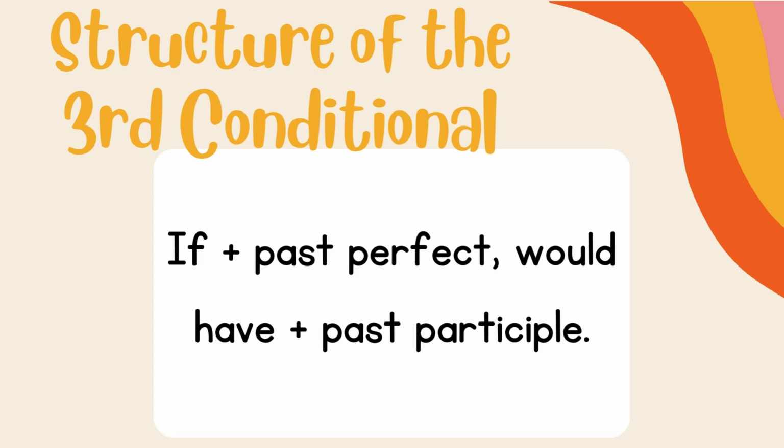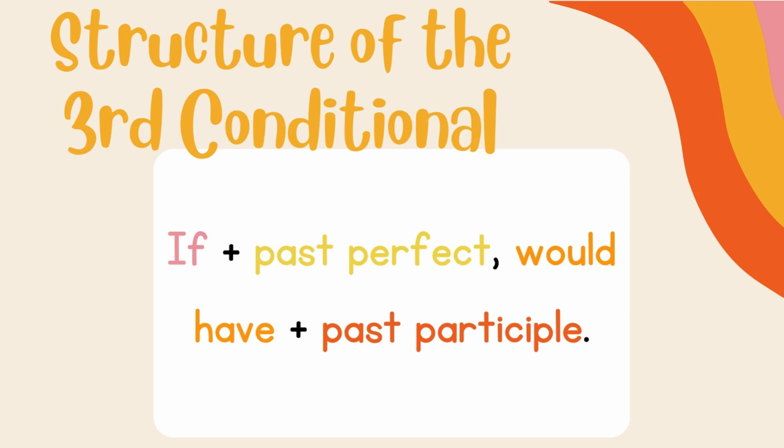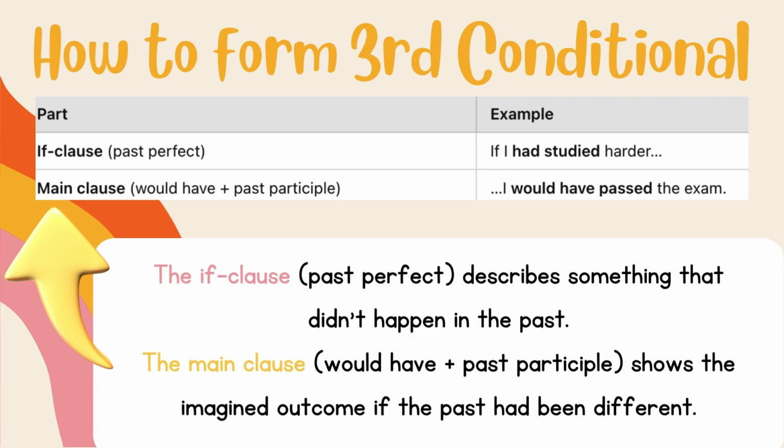Here is the structure. So we have if plus past perfect, would have plus past participle. This is how to form the third conditional, and don't worry, we're going to go over many examples. So here we have the if clause, which describes something that didn't happen in the past, and then we have the main clause, which shows the imagined outcome if the past had been different.